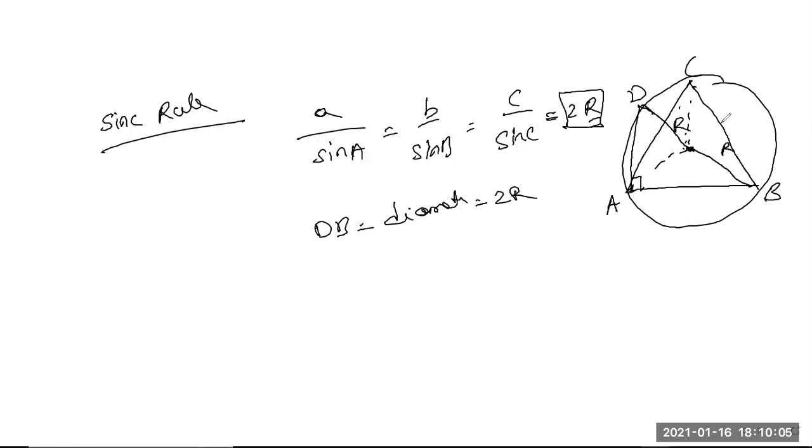So I'm taking two triangles, the first triangle and the second triangle. See here, I have taken two triangles and this is the circumcircle for both the triangles.